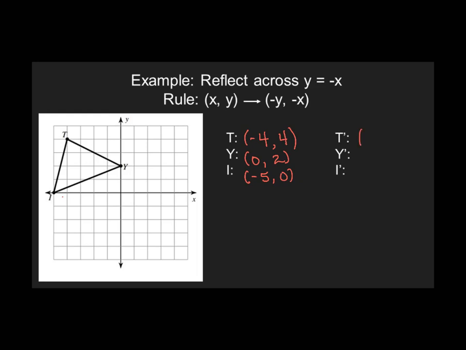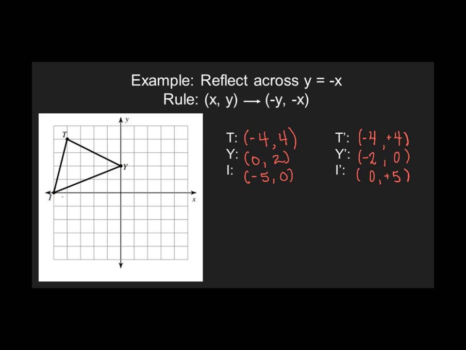So if I flip the first one, I would get (4, -4), and then I have to go back and change my signs. So the first one will become negative, the second one is positive. For Y', if I switch their spots, I would get (2, 0), and this was positive, so it becomes negative, and 0 is just going to stay the same because there's no -0. And same thing for I', I'm going to switch their places, and then their signs. Again, 0 stays the same, but -5 will become +5.